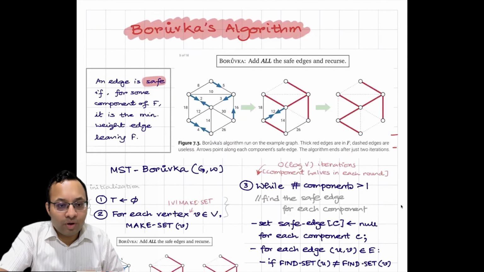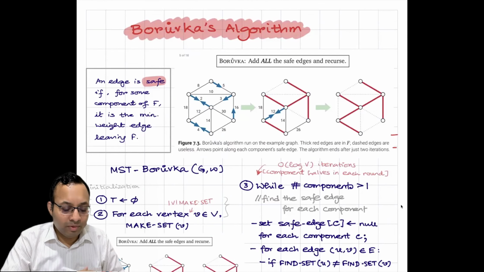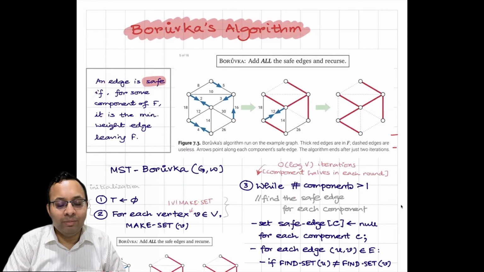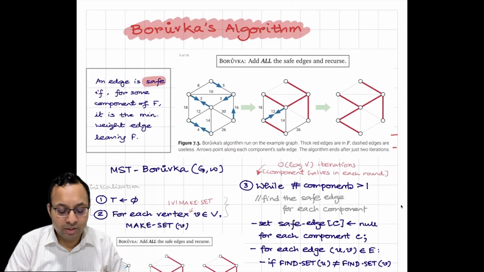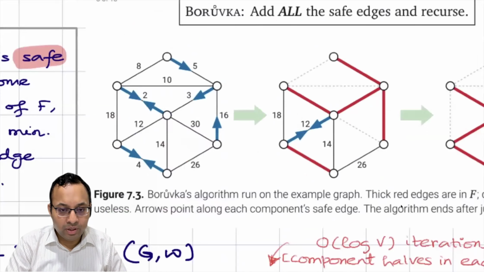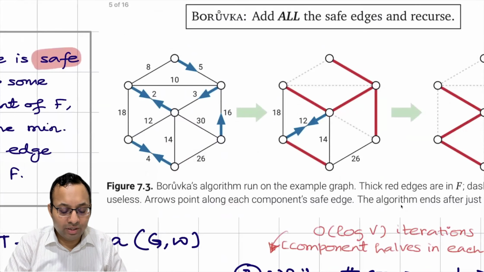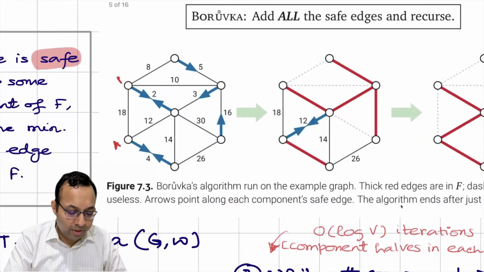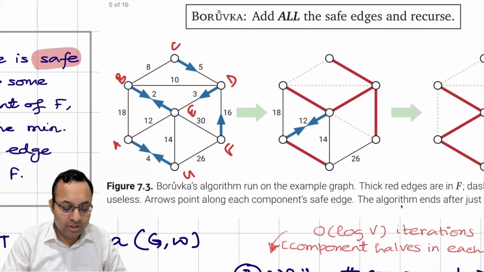Now let us look at Boruvka's algorithm. If you remember, in Boruvka the same definition of safe edge is there. For a component, the minimum weight edge that is leaving it, we call a safe edge. In Boruvka, in each round, we add all safe edges and then recurse. So think of this example. Now if I look at the vertices, let's call them A, B, C, D, E, F, G.